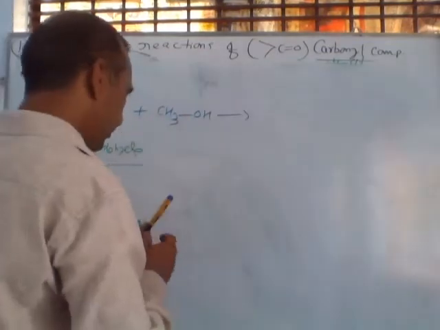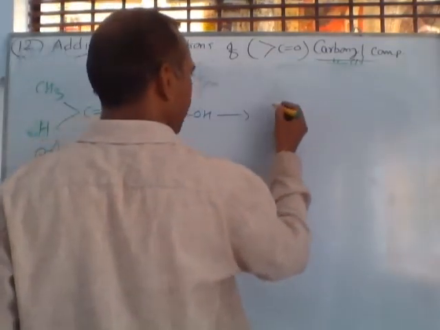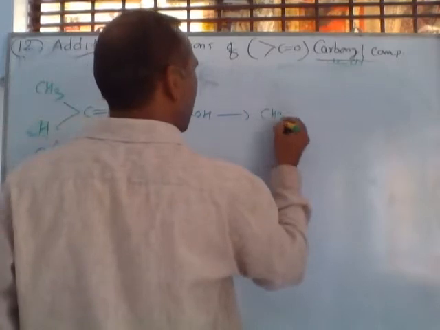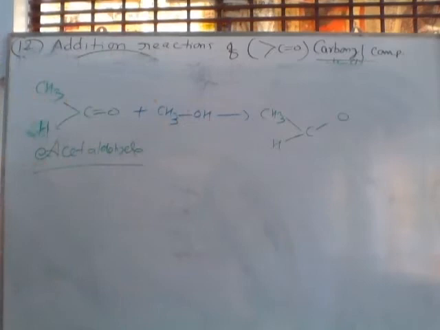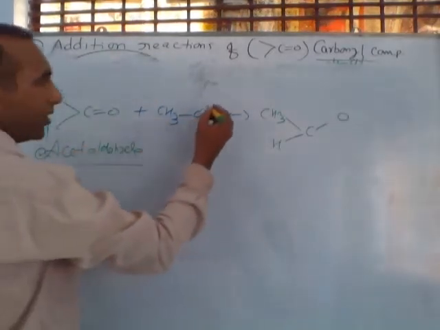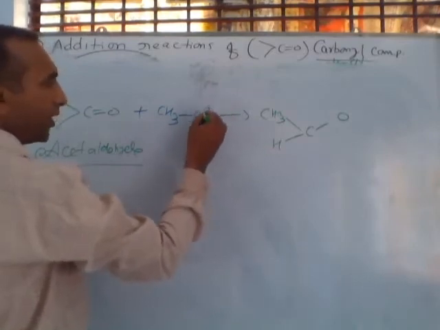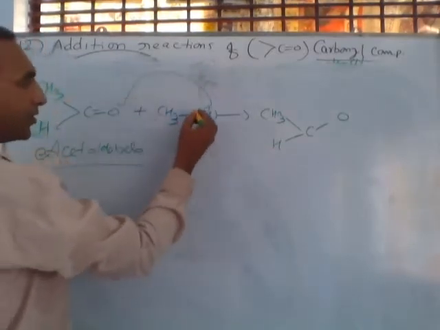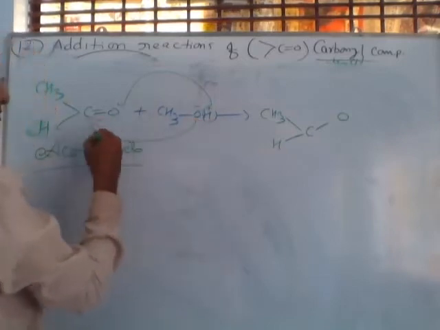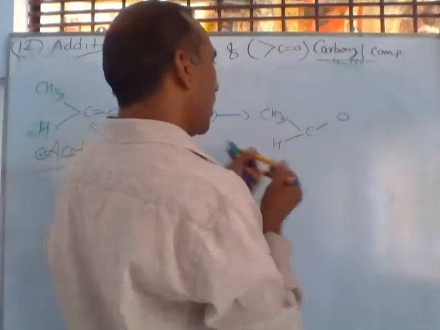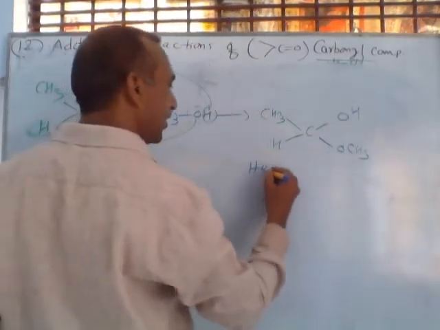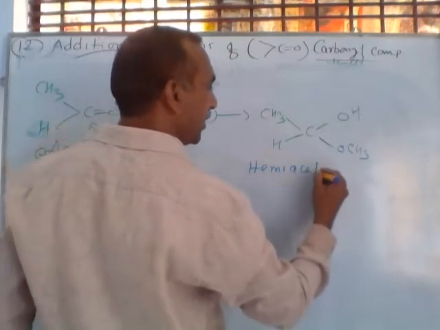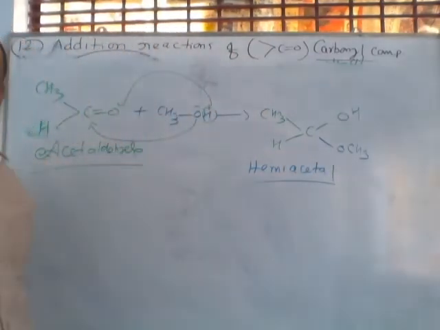So after the reaction, this type of compound will form. Means CH3CHO. Observe. Here this hydrogen, due to polarity, joins here, and this minus joins on this carbon. So which type will form here? Hydrogen from alcohol and OCH3. This compound is actually called hemiacetal. Hemiacetal means the half of the acetal.